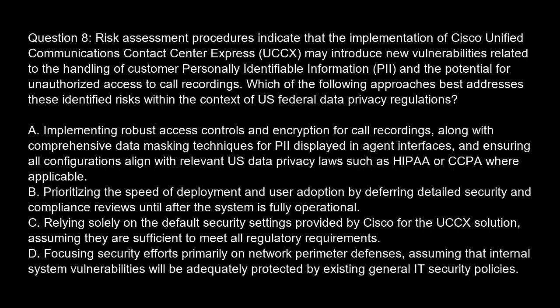Option B. Prioritizing the speed of deployment and user adoption by deferring detailed security and compliance reviews until after the system is fully operational. Option C. Relying solely on the default security settings provided by Cisco for the UCCX solution, assuming they are sufficient to meet all regulatory requirements. Option D. Focusing security efforts primarily on network perimeter defenses, assuming that internal system vulnerabilities will be adequately protected by existing general IT security policies.